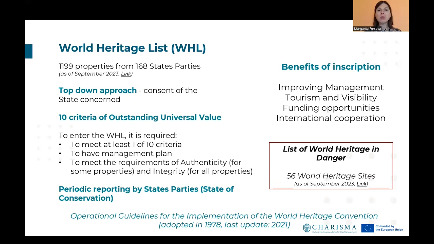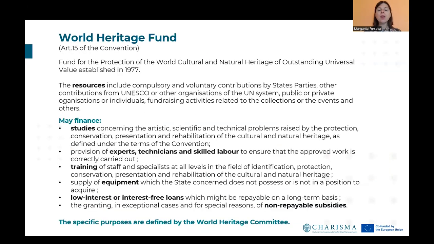The convention also foresees another specific list, the World Heritage in Danger, that currently includes 56 World Heritage sites. The purpose of the second list is to increase awareness of the threats to the concerned World Heritage sites and encourage the adoption of urgent actions for their protection. Inscribing a heritage site on the list of World Heritage in Danger allows funds to be allocated for immediate assistance for the endangered property.